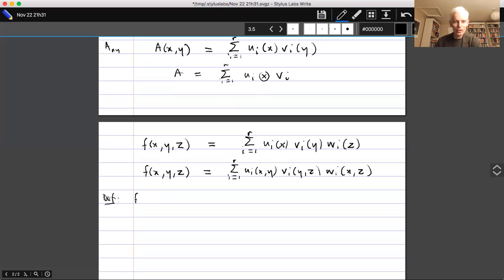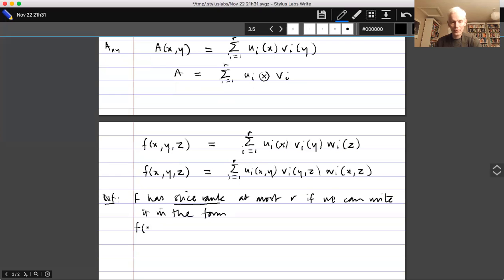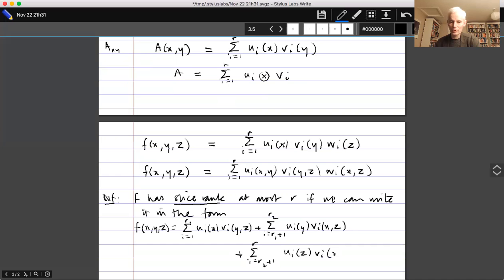Definition: f has slice rank at most r if we can write it in the form f(x, y, z) equals the sum, i equals 1 to r1, of u_i(x) v_i(y, z), plus the sum, i equals r1 plus 1 to r2, of u_i(y) v_i(x, z), plus the sum, i equals r2 plus 1 up to r, of u_i(z) v_i(x, y).